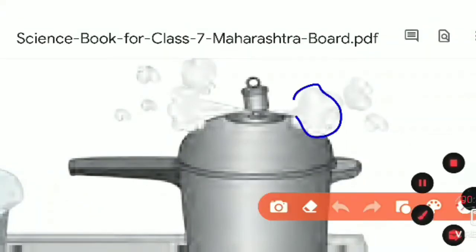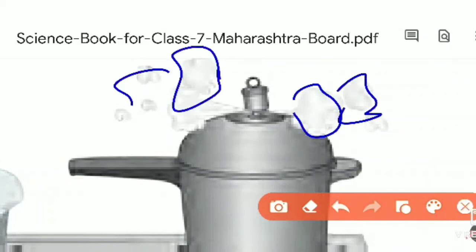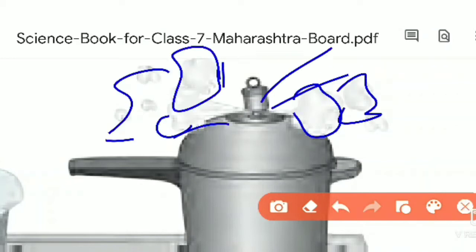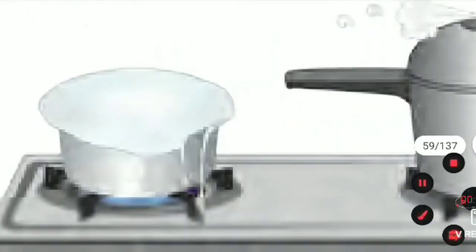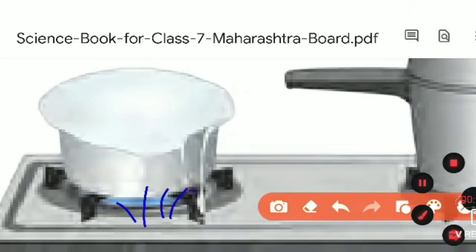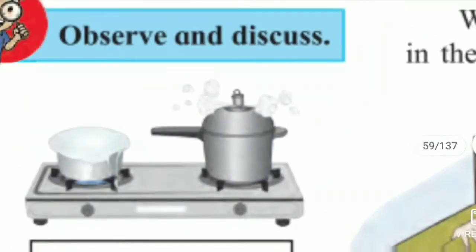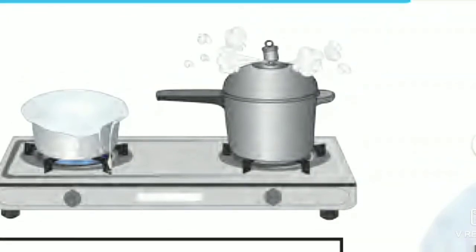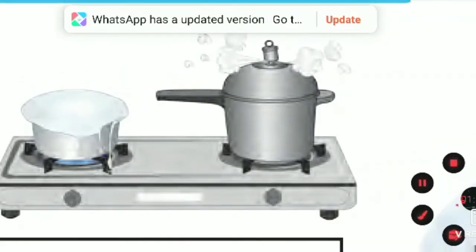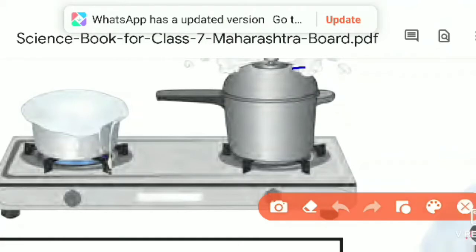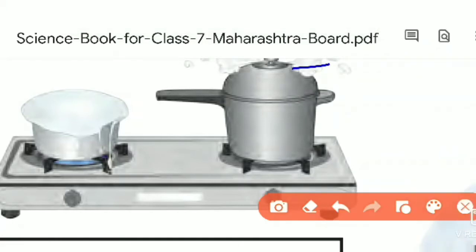Some water vapors are coming out of this vessel. And here the gas is on, which means we are providing heat here, and due to this the milk overflows from that pot. Next, why did this happen? This happened because, first, from the pressure cooker the water vapors are coming outside, and here the milk is also spilled out.